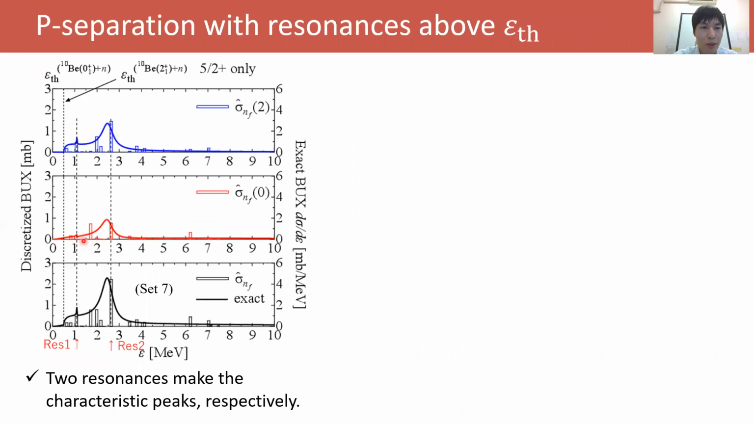This figure shows the discretized breakup cross-section as a function of the excitation energy. The total, core ground and core excited breakup cross-sections are shown from the bottom. Now the threshold energy is artificially set to 0.5 MeV here. And the first and the second resonances exist at around 1.1 and 2.6 MeV. As you can see, these resonances make the characteristic peak.